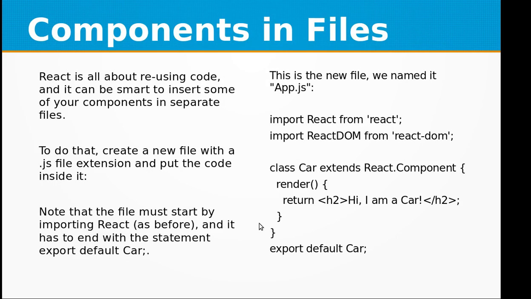Okay, now look at components in files. React is all about reusing code, and it can be smart to insert some of your components in separate files. To do that, create a new file with the .js file extension and put the code inside it. Note that the file must start with importing React as before, and it has to end with the statement export default car. So this is the new file. We named it app.js, and this is the code within this file.